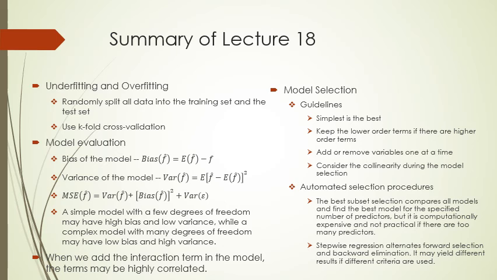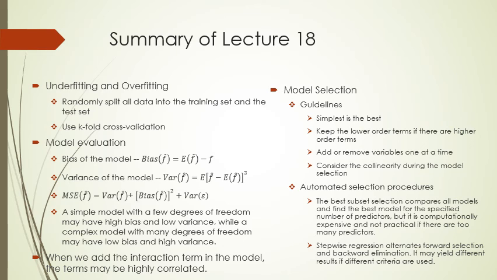When we add the interaction term in the regression model, the terms could be highly correlated and may inflate the standard errors, while the multicollinearity doesn't affect the coefficient estimation and the coefficient of determination. We need to select the predictors included in the model due to the possible overfitting.